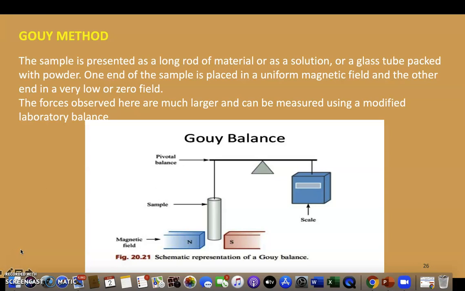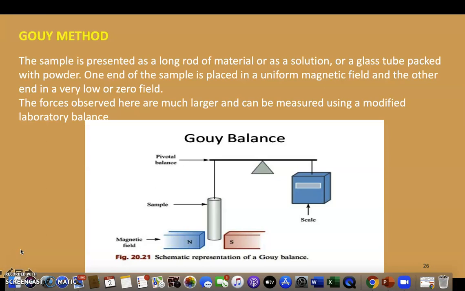What is the need of finding magnetic susceptibility? Because if we find magnetic susceptibility, based on the following equations in the next slides, we can measure the magnetic moment. There are mainly two methods for the measurement of magnetic susceptibility: one is the Gouy method and another one is the Faraday method. But the Gouy method is the widely used method, and we prefer the Gouy method.